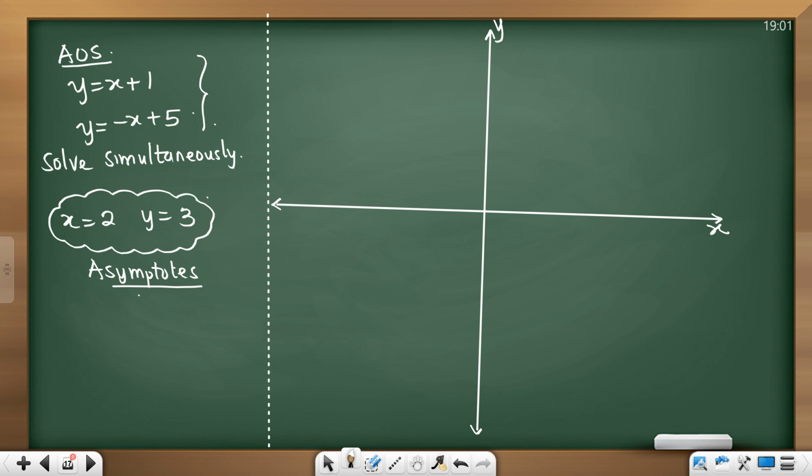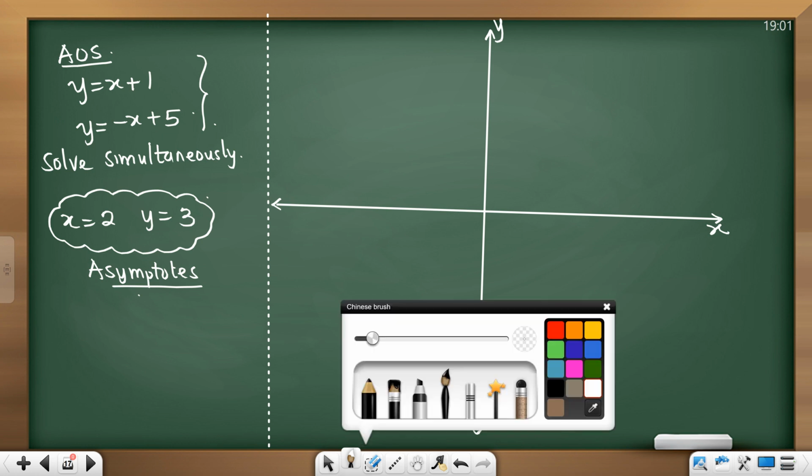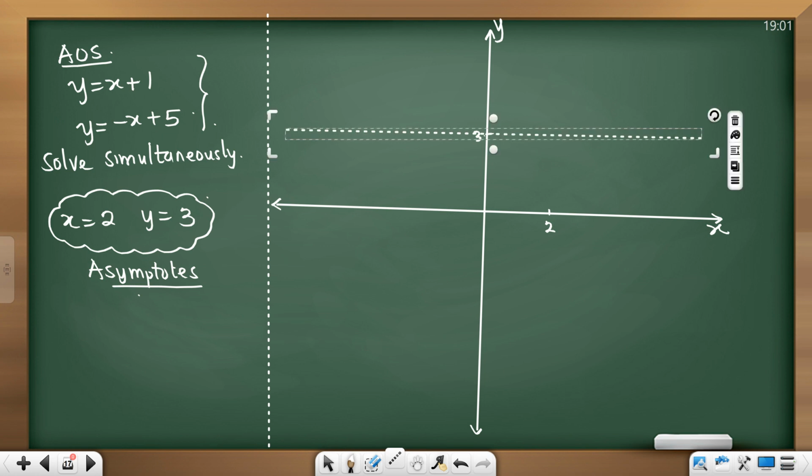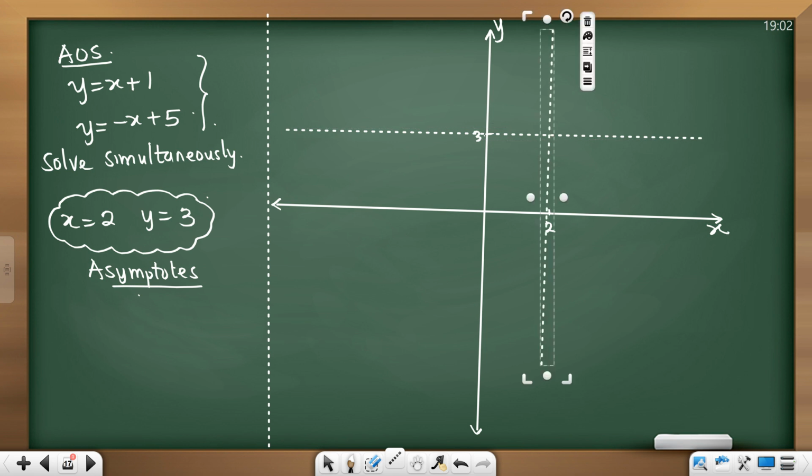I want us to sketch. To sketch this graph, I'm going to start by drawing. Please don't start marking what you don't need. I only need x equals 2 there, and I need y equals 3. That's all I need. Asymptote is represented with a dotted what? Line. And that, check. There's 1 mark for doing that already.